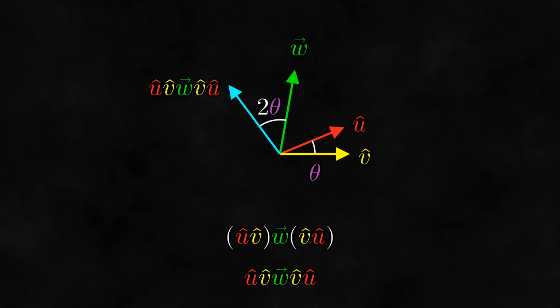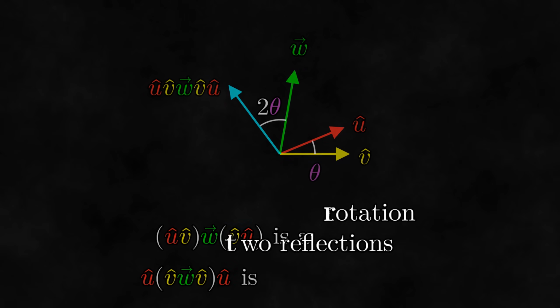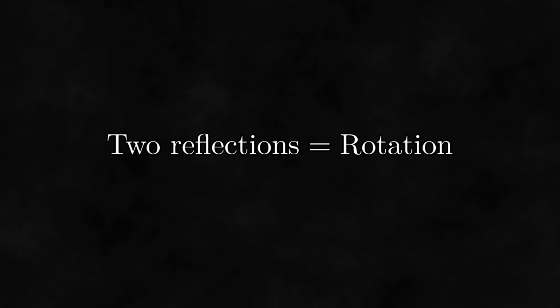This shows us that these two very different ways of interpreting a double vector sandwich are actually the same. On one hand, a double vector sandwich is two reflections. But on the other hand, a double vector sandwich is a rotation. Thus, two reflections is the same thing as a rotation. In a future video, this idea will lead us to a fundamental theorem in geometry that is vital to geometric algebra.